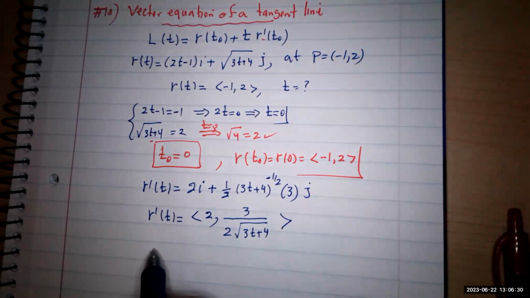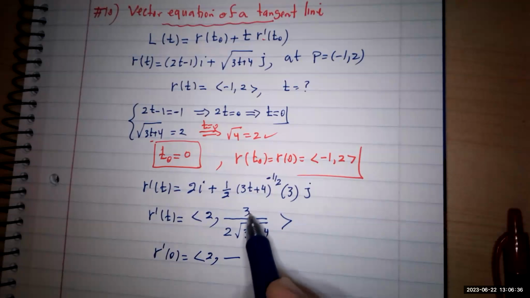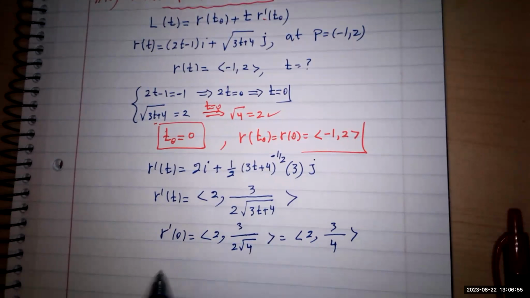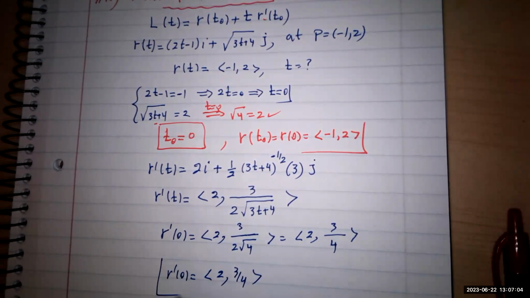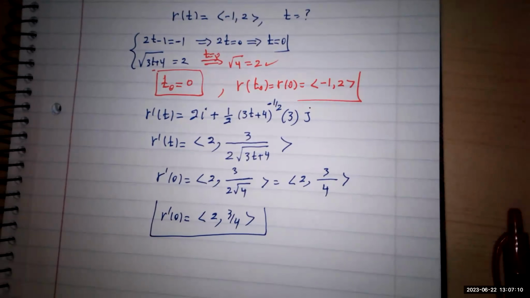So you find it at 0. R prime of 0 is going to be 2, and this is going to be simply 3 over 2 radical 0 + 4, which is 4. So that gives you 2, 3/4. That's the slope, or the directional vector. So r prime of 0 is (2, 3/4). That would be your directional vector, and you have the point. You go back and write the parametric equation of a tangent line.